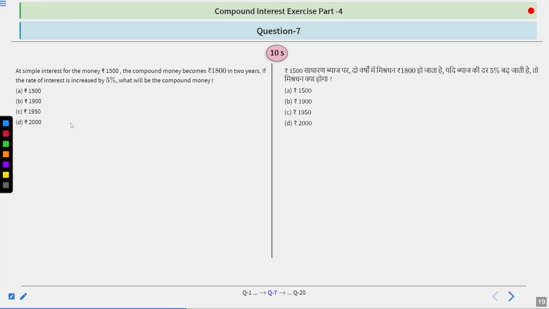Next, at simple interest for the money rupees 1500, the compound money becomes rupees 1800 in 2 years. If the rate of interest is increased by 5%, what will be the compound money? And the options are option A, rupees 1500, option B is rupees 1900, option C is rupees 1950, and option D is rupees 2000. These are the options.